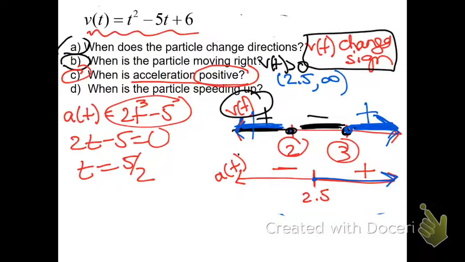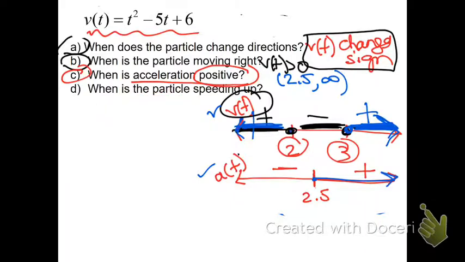All right, last thing, part D. When is the particle speeding up? I'm going to show you the math on this, and then I'm going to show you why in a minute. If you go back to your notes, speeding up is when velocity and acceleration have the same sign. Slowing down is when they have opposite signs. So this is why you want to put your velocity sign chart and your acceleration sign chart right on top of each other.